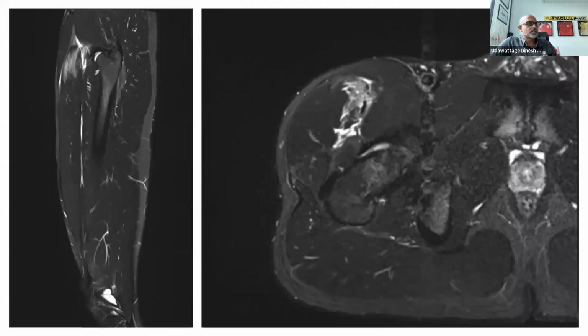Just to remind yourself of the images, we have injury to the muscular tendinous junction. There's no injury to the attachment, and it's not extending through the rest of the muscle as well.